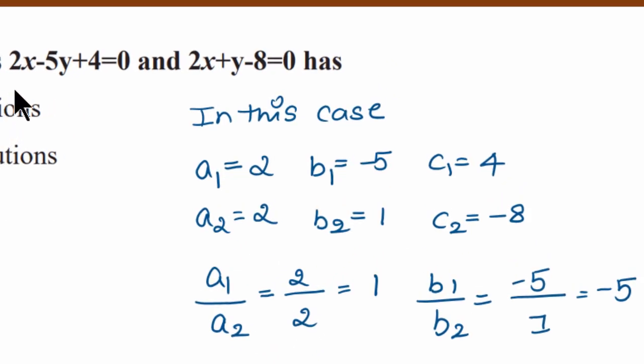Coefficient ಏನು? a1 is 2, b1 is minus 5, c1 is 4. a2 is 2, b2 is 1. If there is nothing, that means the coefficient is 1. ಏನು ಇಲ್ಲ ಅಂದರೆ coefficient 1. c2 is minus 8. So ಅದನ್ನು ಬರ್ಕೊಂಡಿದ್ದೀವಿ. Next ratio ಕಂಡುಹಿಡಿಯೋಣ. a1 by a2, 2 by 2, 1. b1 by b2, minus 5 by 1, minus 5. So what can we say about these two ratios? ಏನು ಹೇಳ್ಬೋದು ಈ ರೇಷಿಯೋಗಳ ಬಗ್ಗೆ?